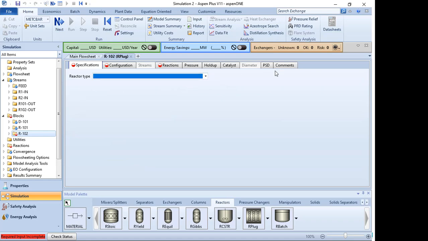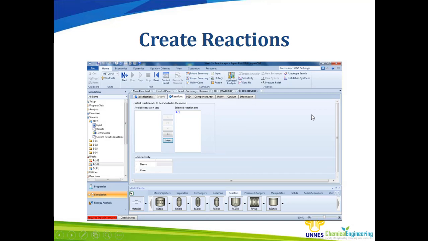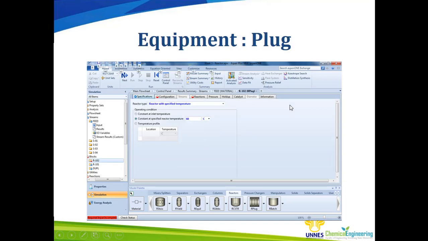The specification of the plug flow reactor here, let's go to the Aspen, the PPT plus. Here the reactor type is a reactor with specified temperature, which means that the temperature inside the reactor will not change, regardless of whether the reaction is endothermic or exothermic. So the reactor temperature is maintained at 60 degrees C.